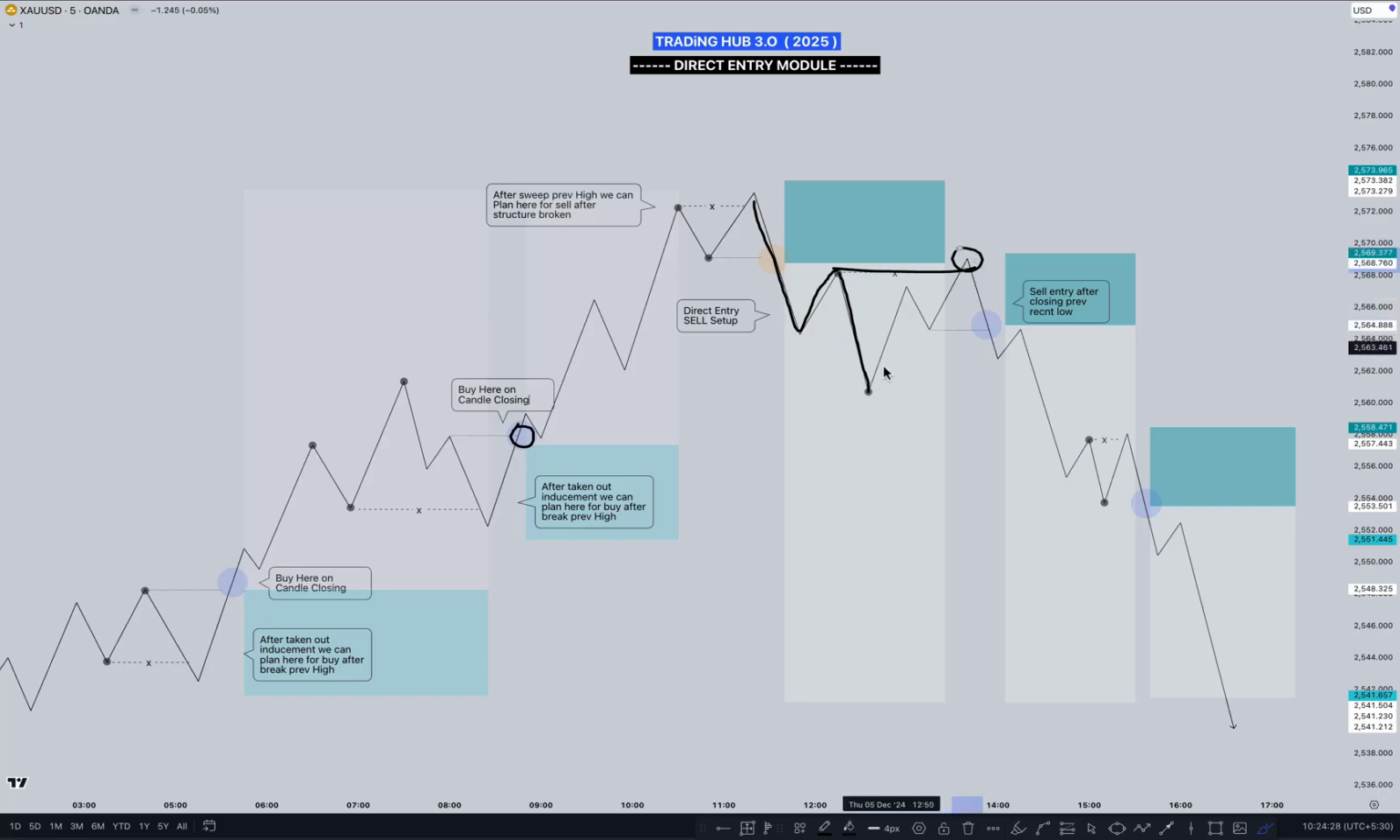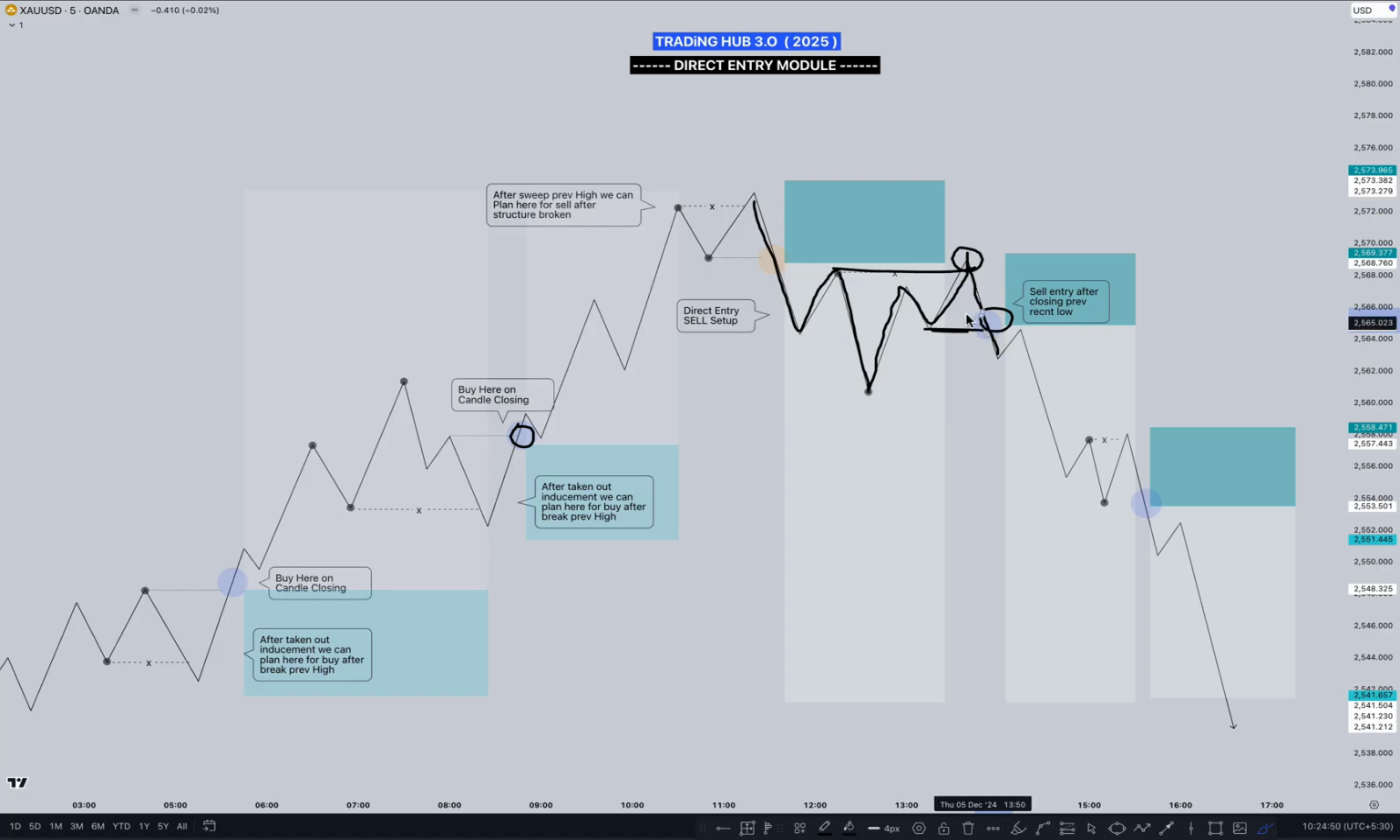After taking out the inducement, this is our counter trend here. Break this one, and maybe it closes and maybe it sweeps; in both scenarios this is valid. Market pushes downside and breaks the first recent pullback here. We can directly enter here without any pullback. But price must close below it. If the candle closes below it, we can take the risk here for the sell.